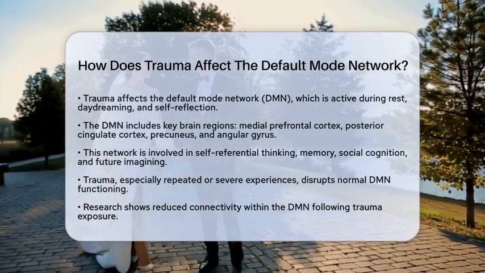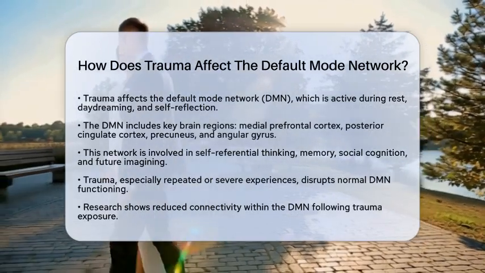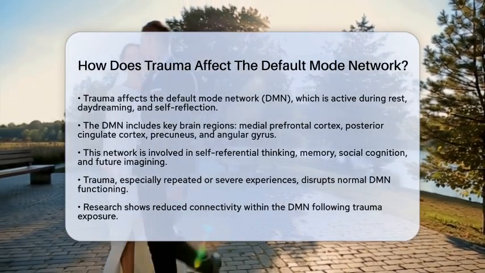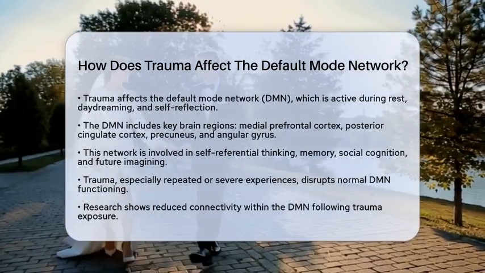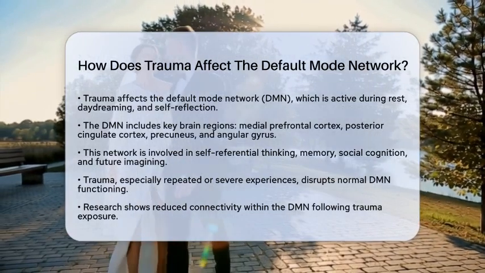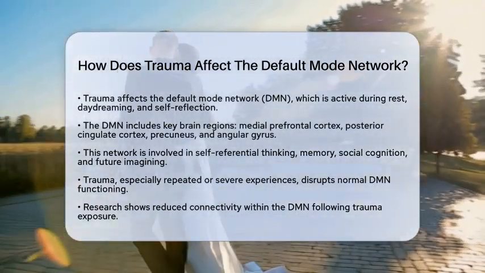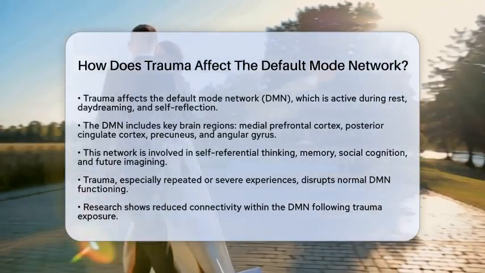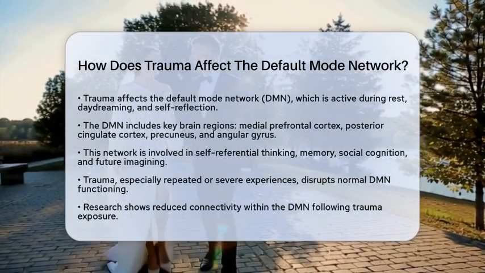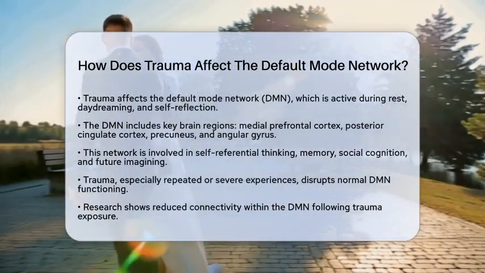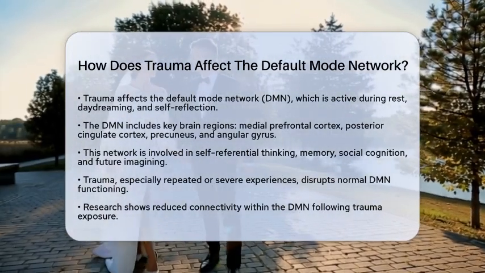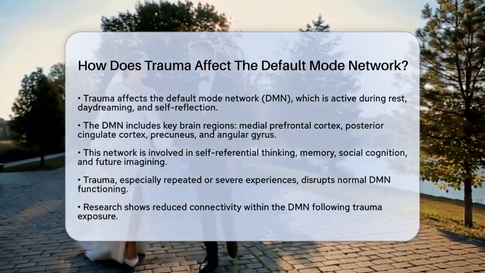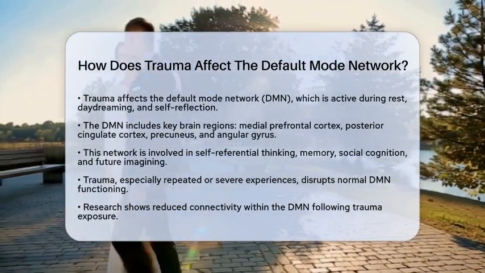The default mode network, often referred to as the DMN, consists of several interconnected brain regions. These areas are most active when we are not focused on the outside world, such as during rest, daydreaming, or self-reflection. Key regions of the DMN include the medial prefrontal cortex, posterior cingulate cortex, precuneus, and angular gyrus. This network plays a crucial role in self-referential thinking, memory, social cognition, and even imagining the future.